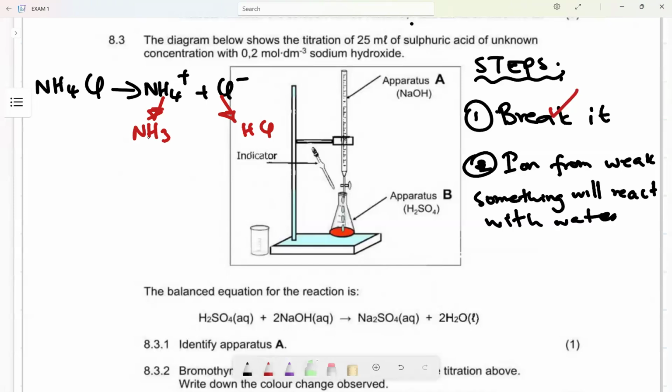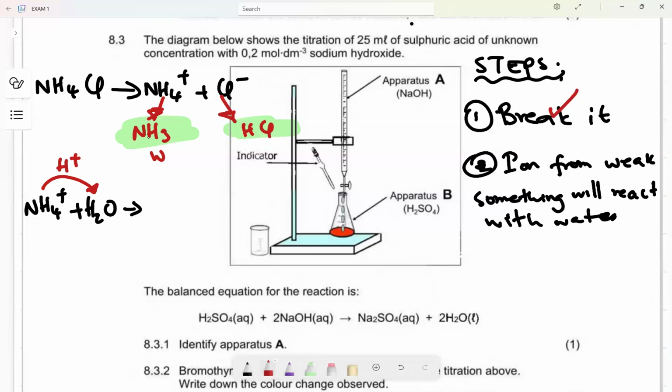The one that comes from a weak something is weak. Remember, you said this is a weak base, and this is a strong acid. The one that comes from the weak something is the one that will react with water. So I'm going to take my NH4 plus and react it with water. Can you see now? This NH4 plus has the ability to donate a proton because it is already in excess. So what does that form? It forms H3O plus and what?